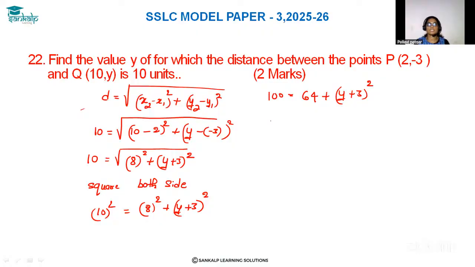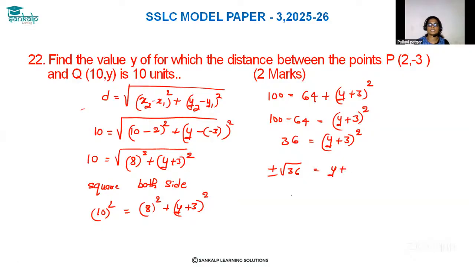So here 100 minus 64 is equal to y plus 3 whole square. So here 100 minus 64 is 36, is equal to y plus 3 whole square. Again, take the square roots of both sides. Okay, so here we get square root of 36, plus or minus, is equal to y plus 3. So plus or minus 6 is equal to y plus 3.